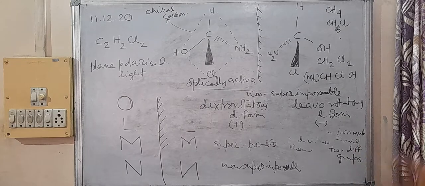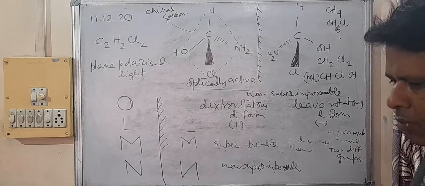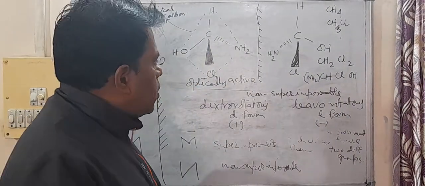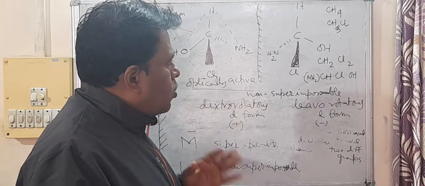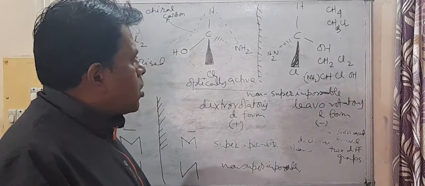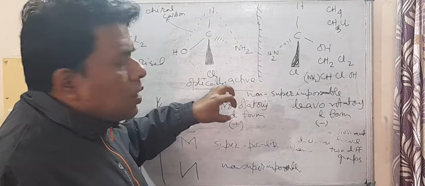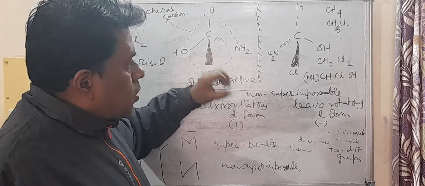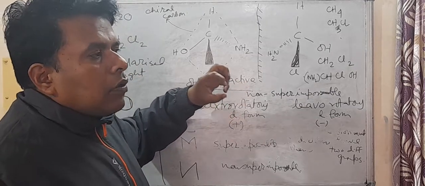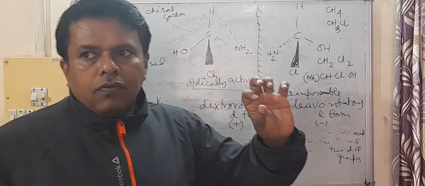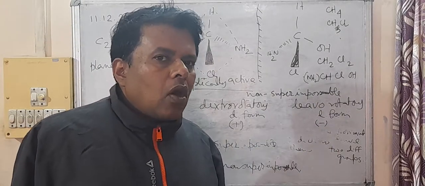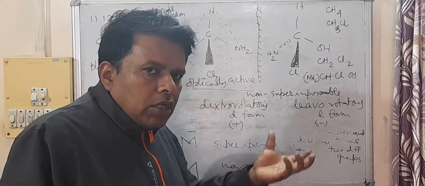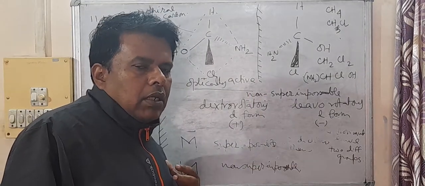So children, this is about your isomerism. Isomerism is a very important topic in organic chemistry. We already discussed structural isomerism in the previous class. So today what we have done is stereoisomerism. Stereo means in space, if isomerism happens because of different orientation of the groups in space, then it is called stereoisomerism.